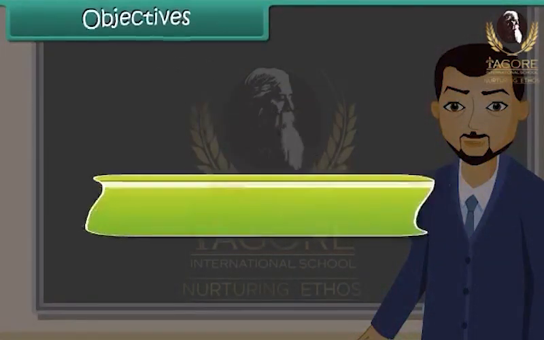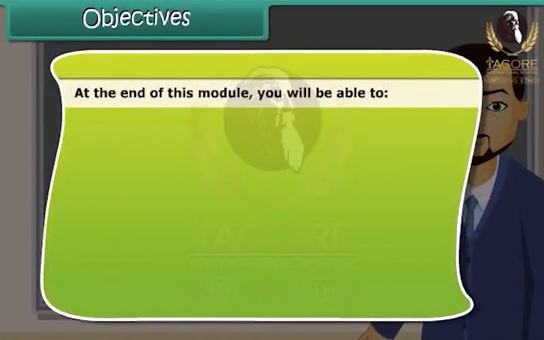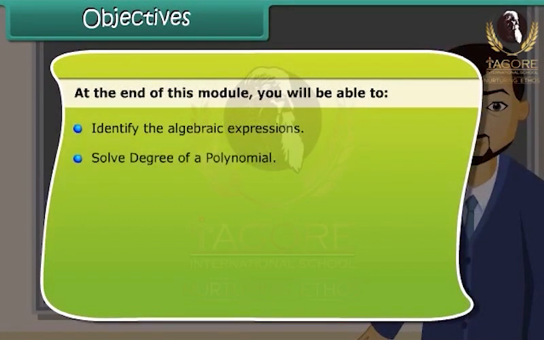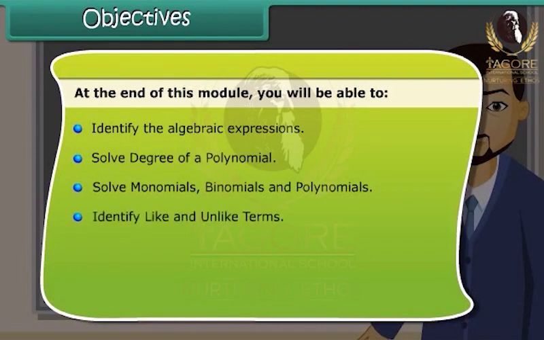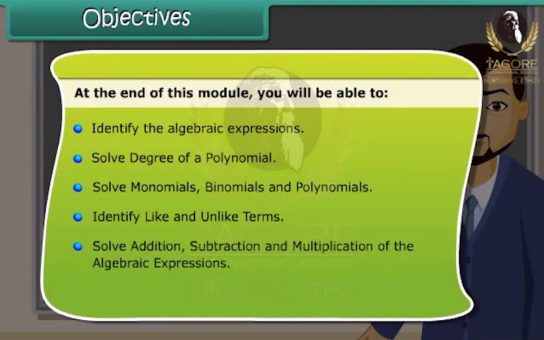Objectives. At the end of this lesson, you'll be able to identify algebraic expressions, solve the degree of a polynomial, solve monomials, binomials, and polynomials, identify like and unlike terms, solve addition, subtraction, and multiplication of algebraic expressions, and describe identities and standard identities.